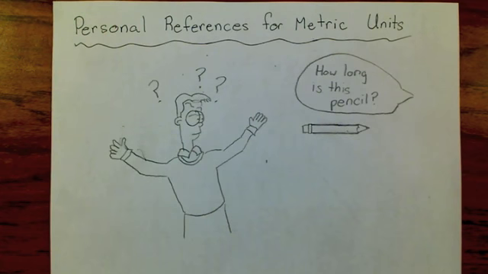A personal reference means I find something that is about of equal length to help me understand about how long 1 centimeter, 1 decimeter, 1 meter, or even 1 millimeter is, to help me understand about how long the object is that's in front of me. So today we're going to take a look at a couple of personal references that you could use for centimeters, decimeters, and meters around the classroom.